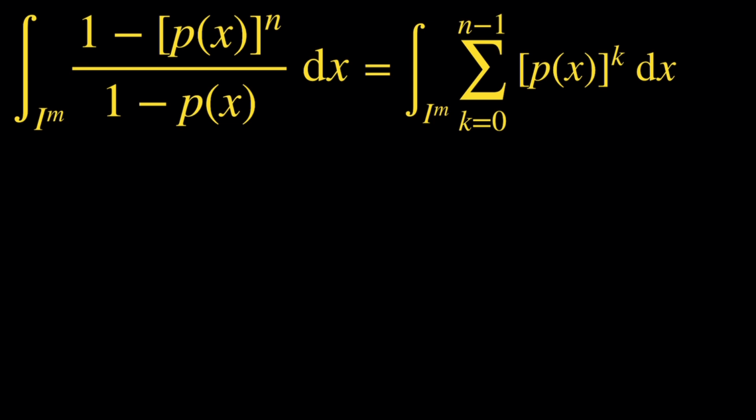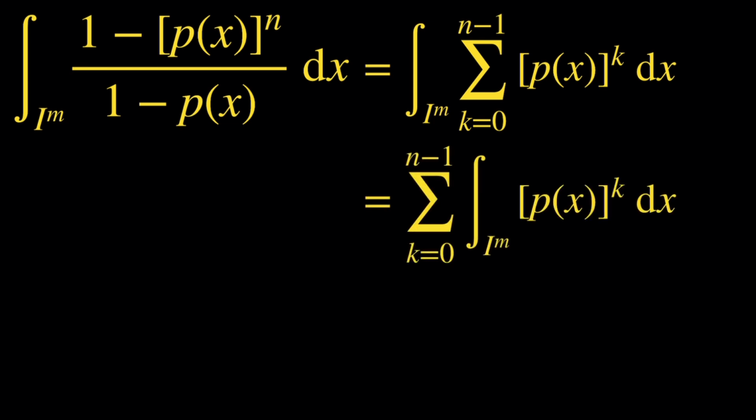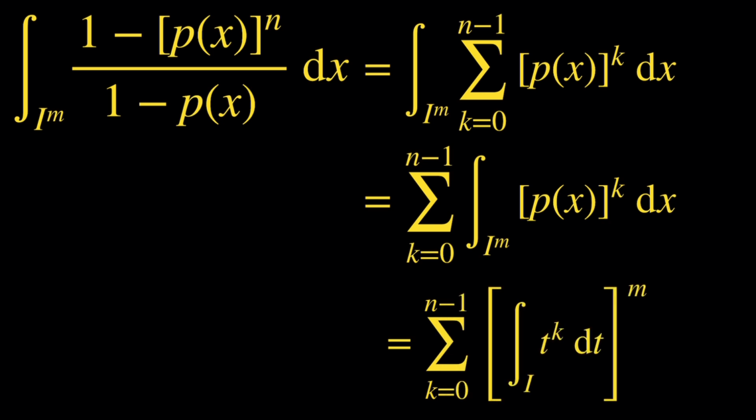If we divide 1 minus p of x to the n by 1 minus p of x, we get the sum as k goes from 0 to n minus 1 of p of x to the k. And because we have a finite sum, this finite sum can go outside of the integral. And then, using the definition of p of x, we can write this integral as a product of integrals. Each of those factors are going to be equal. And they are all equal to the integral from 0 to 1 of t to the k dt. Okay, now all we have to do is compute the integral.